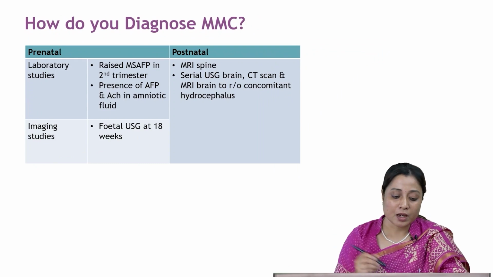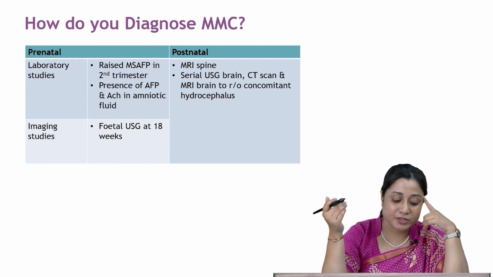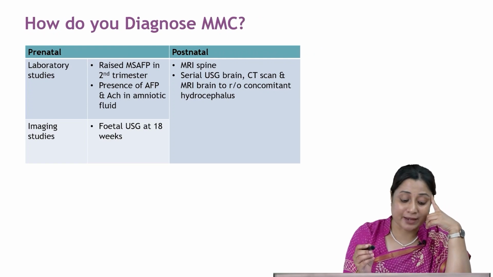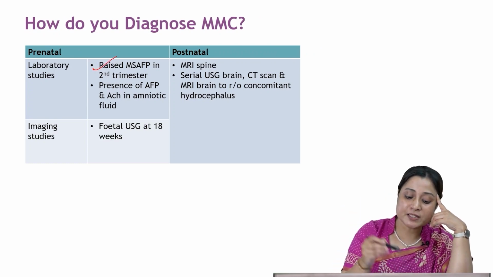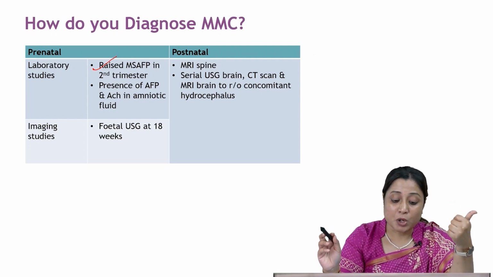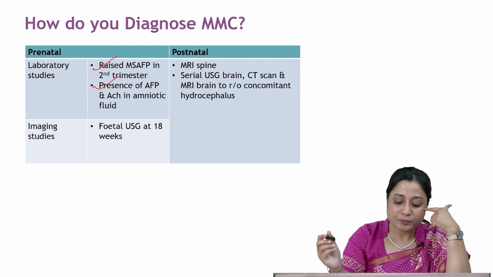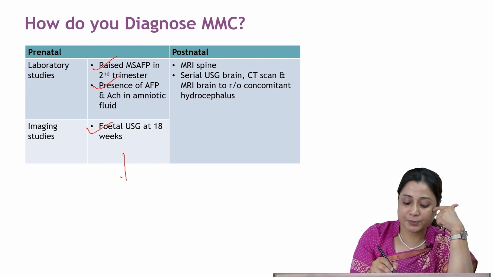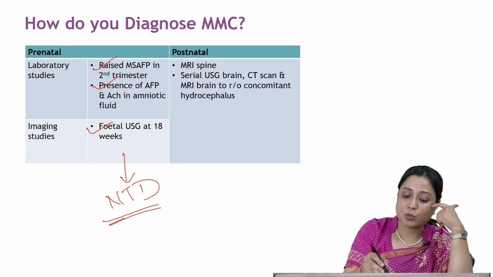All right. How do you diagnose a meningomyelocele? Definitely you will understand something is there once you examine the child physically. Now we go into prenatal and postnatal diagnosis. A prenatal diagnosis can be made by certain lab studies done in the mother. There is raised maternal serum alpha fetoprotein in the second trimester. This is one of the tests which is advocated. Or there is presence of alpha fetoprotein and acetylcholinesterase in amniotic fluid. What imaging can you suggest? A fetal ultrasound at 18 weeks of gestation can help you diagnose if there is presence of any neural tube defect antenatally.